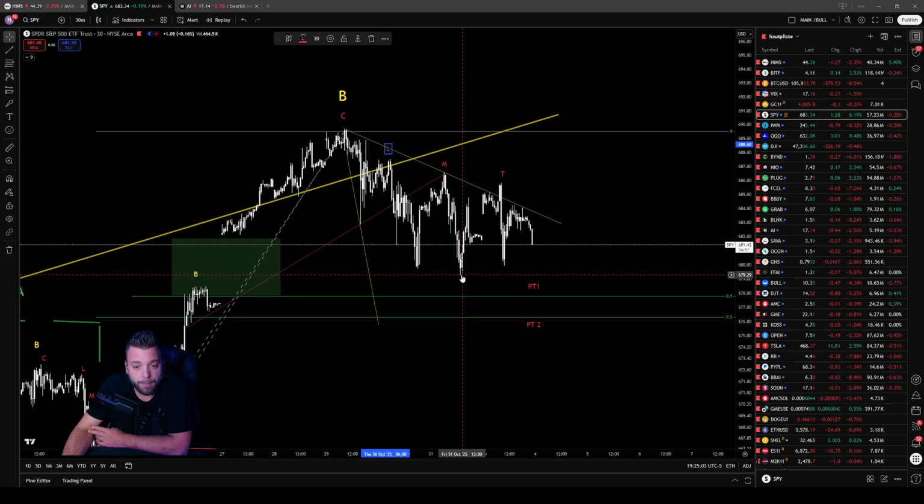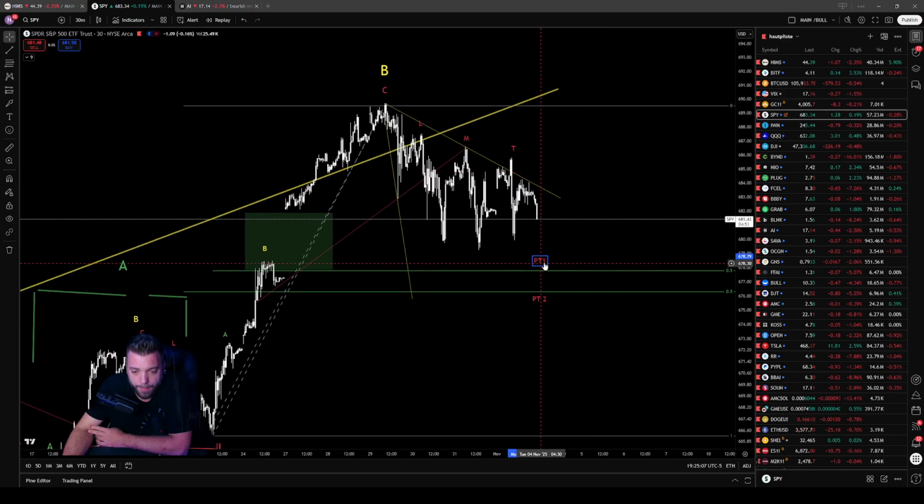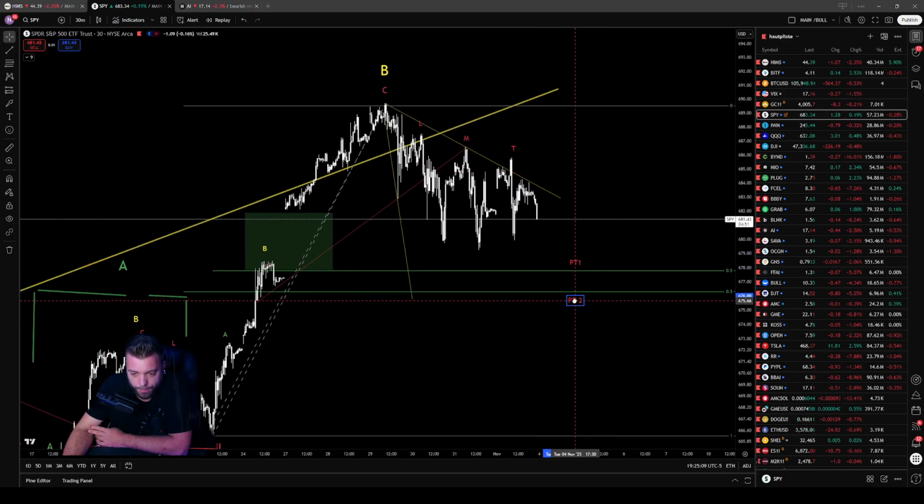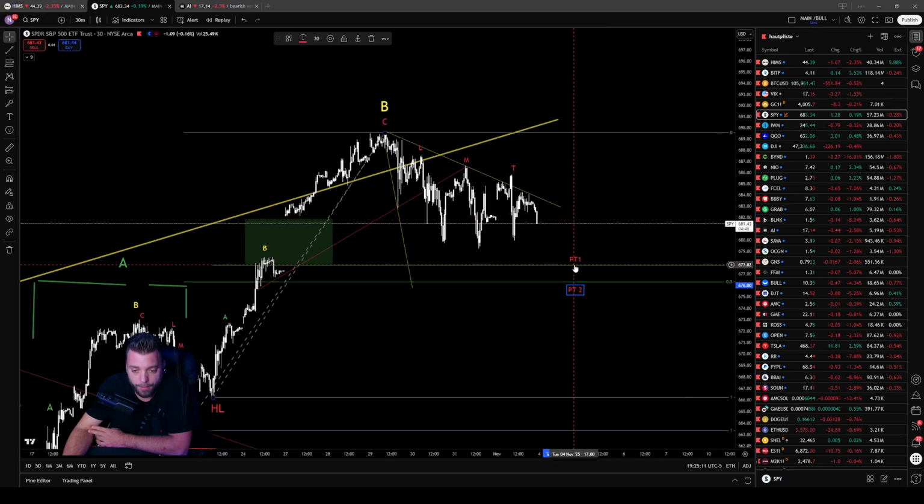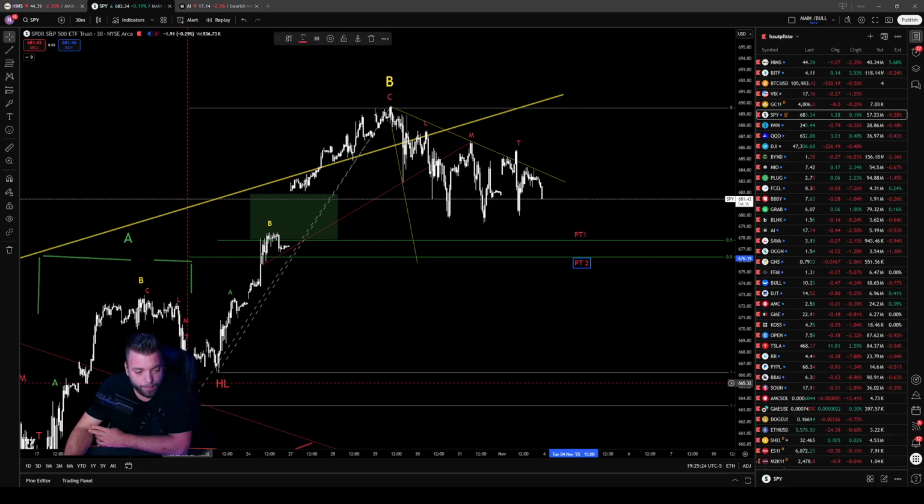We have to come under this for the bearish perspective, and our price target for that would be just the 0.5s. The first price target is 677. It's the 0.5 of the higher low to the B peak. The second one would be from our A middle A low to our B peak. That would be around 676.